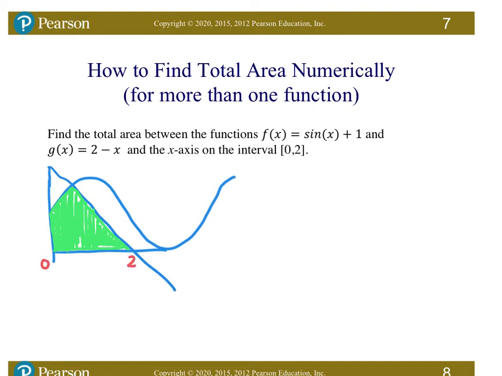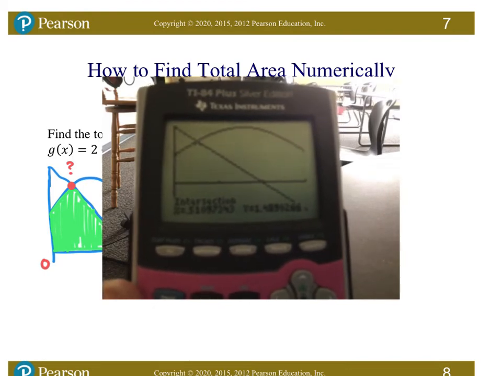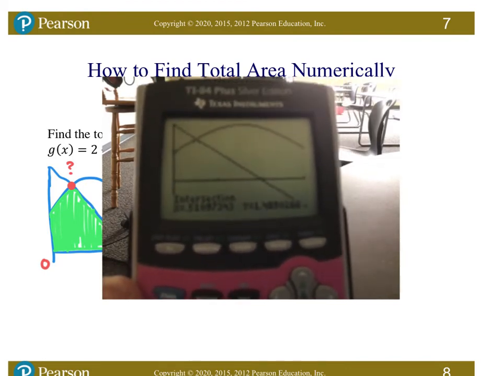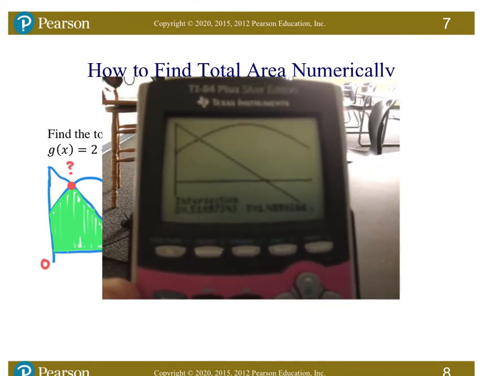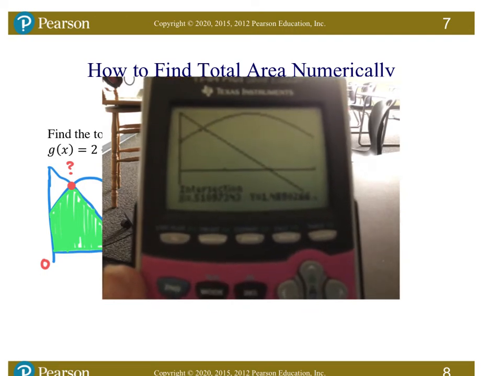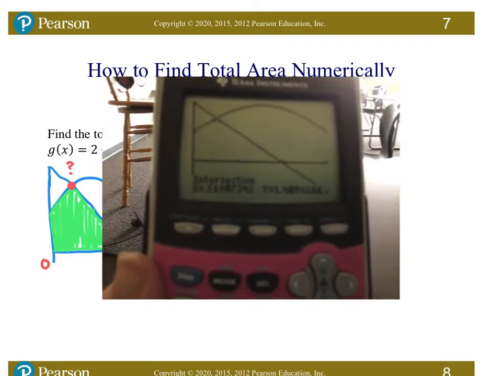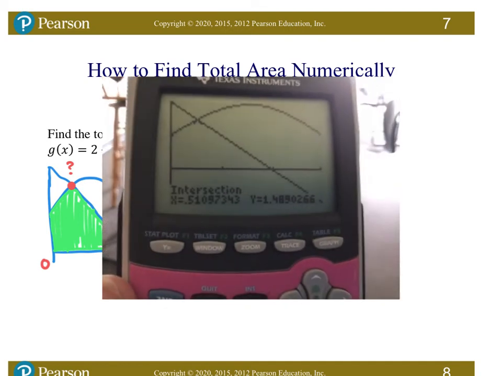But we have to partition this again. We need to partition this at this point right here, and we have to determine what that is using an intersection feature. So go ahead, pause the recording again, and then come back after you have found the intersection. Okay, so hopefully you did an intersection and you got 0.511.